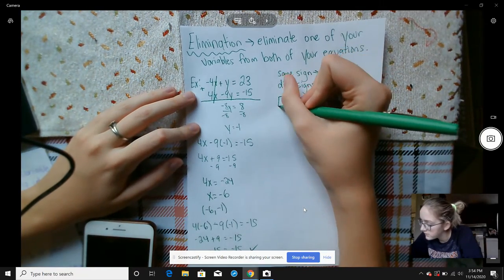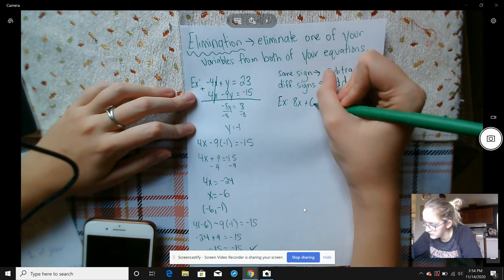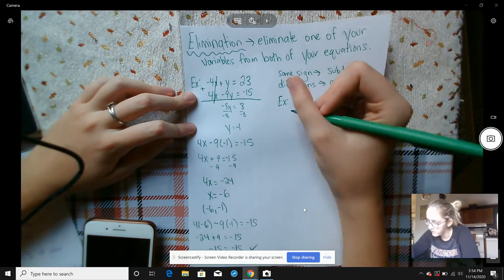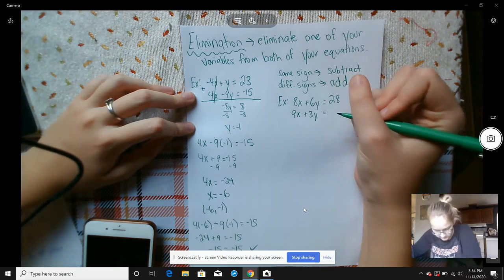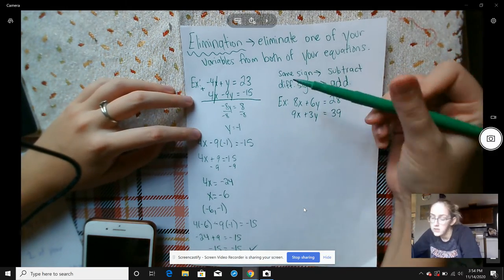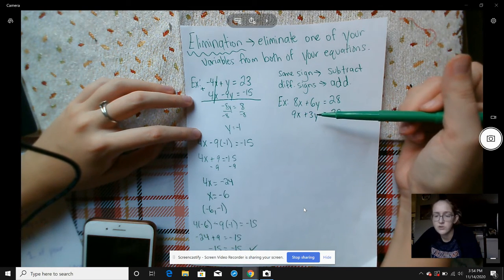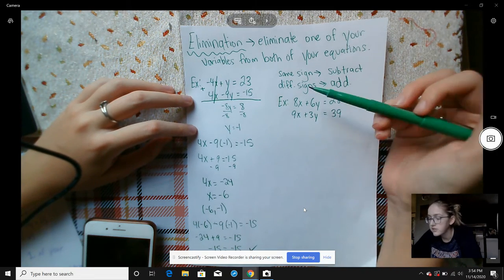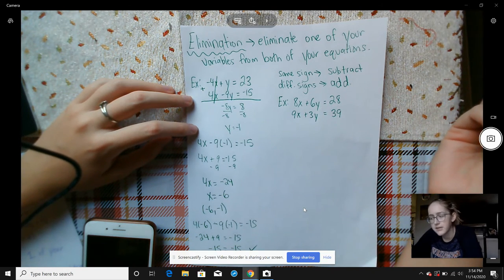Moving on to another example. We're going to have 8x plus 6y equals 28. And then we're going to have 9x plus 3y equals 39. So for this one, if we're looking for our x's, we have an 8 and a 9. Those aren't the same. We have a 6 and a 3, and those are not the same either. So what we're going to have to do is figure out which of these equations we can easily turn into the number that we need, if that makes sense.